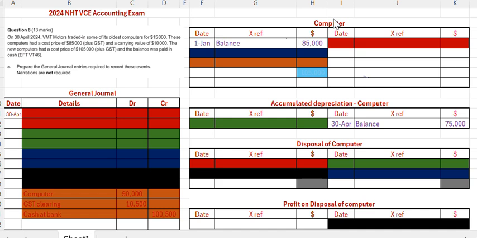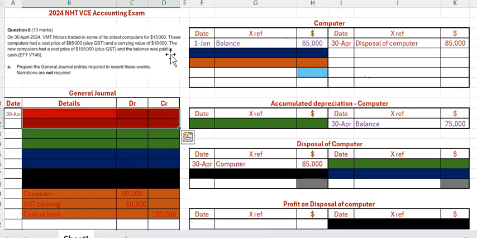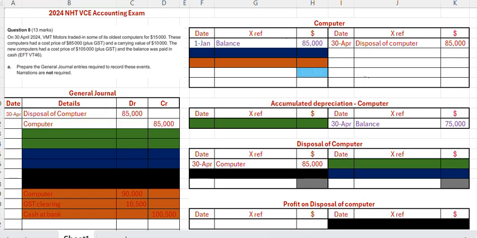So in our computer account, we are going to credit it. We've got an $85,000 debit for our balance, and we've credited the account because the computer is gone. We'll deal with the purchase of the new one a bit later. So this will trigger a debit entry in our disposal account. And if we look at what that looks like in our general journal, we have debited our temporary disposal account and we have credited our computer account.